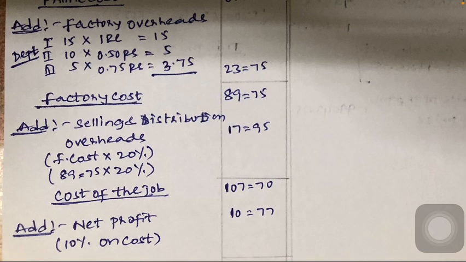So recovering factory overheads on the basis of direct labor hours is a popular practice which you have to keep in mind. With this we have completed job costing and also the fourth unit. So far we have completed 2 units, unit number 1 and unit number 4.